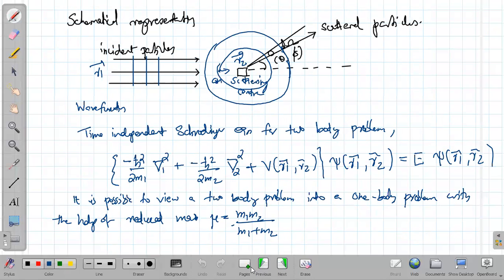If you look at the schematic diagram, the incident particle looks like a plane wave function, and the scattered particle is almost like a spherical wave. Now if you go for a detailed Schrodinger picture, it is the Schrodinger equation for a two body problem, time independent if you assume the potential is time independent. Since solving a two body problem is a slightly difficult task, we go for a one body problem. Looking from the center of mass, this two body problem can be converted into a one body problem with the help of the concept of reduced mass.